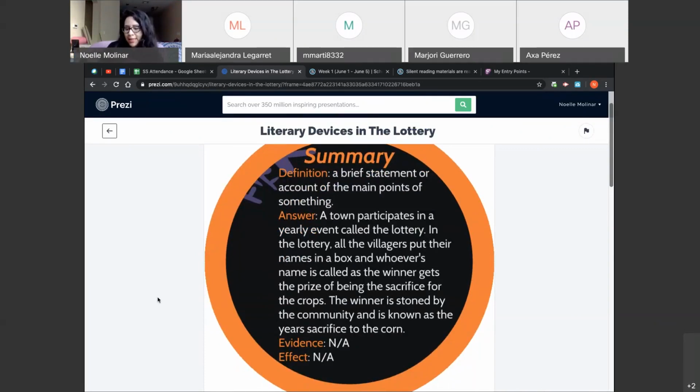Okay, summary. And summaries come up a lot when we have reading. So I may ask, okay, summarize this reading. Think about right now in your head as a challenge to yourself: if I had to summarize this story, what would I say? It would be a brief statement or account of the main points of something.